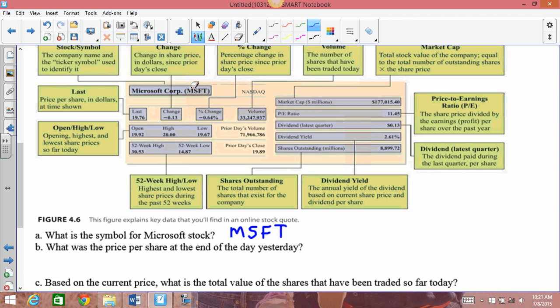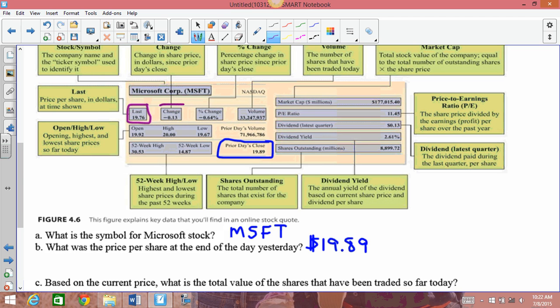Okay, so let's step it on up. In part B, it says, what was the price per share at the end of the day yesterday? Two ways to look at this. I'll first start with the easiest way, and that is right here in the middle. Prior day's close. That's your answer, right? You don't have to do any work whatsoever. So it closed yesterday at $19.89.